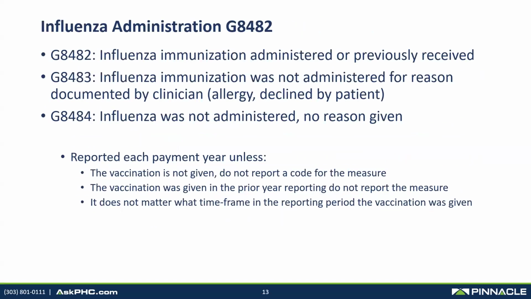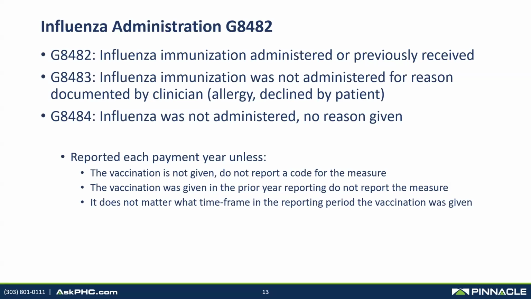Another question that came in was regarding the influenza administration code, the G8482. The G8482 is influenza immunization that is administered or previously received. Now, we do not want to report the G8482 if the patient comes in June for their annual wellness visit and they don't have it and they received it 2 years ago. Okay, what we need to do is make sure that these are in the same reporting year.